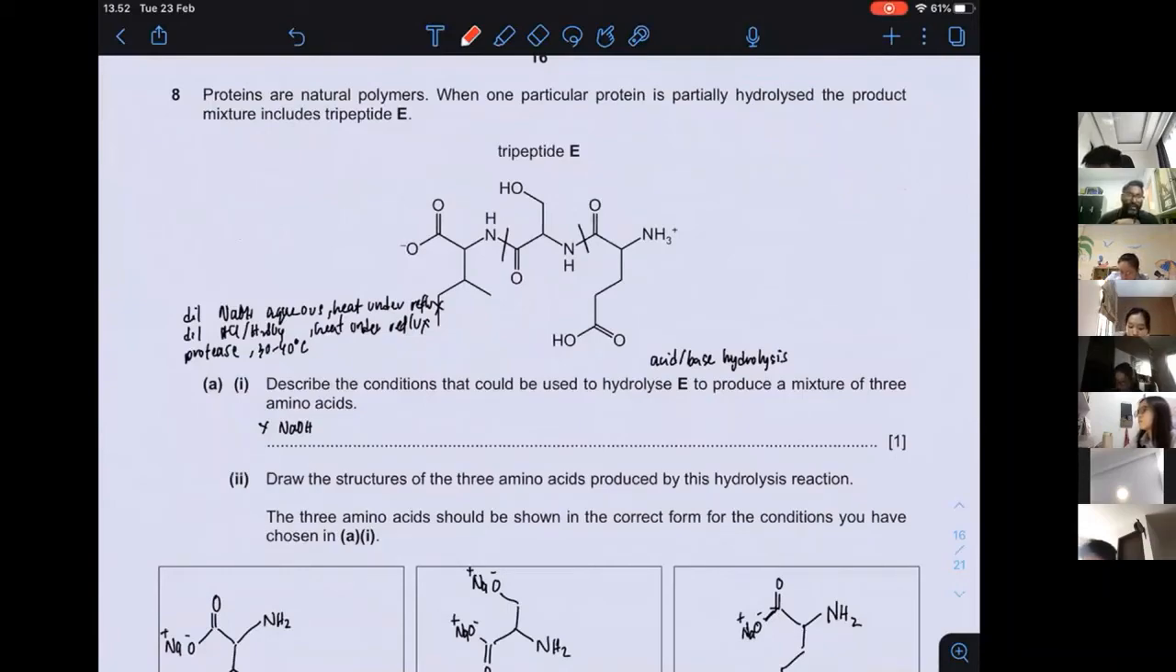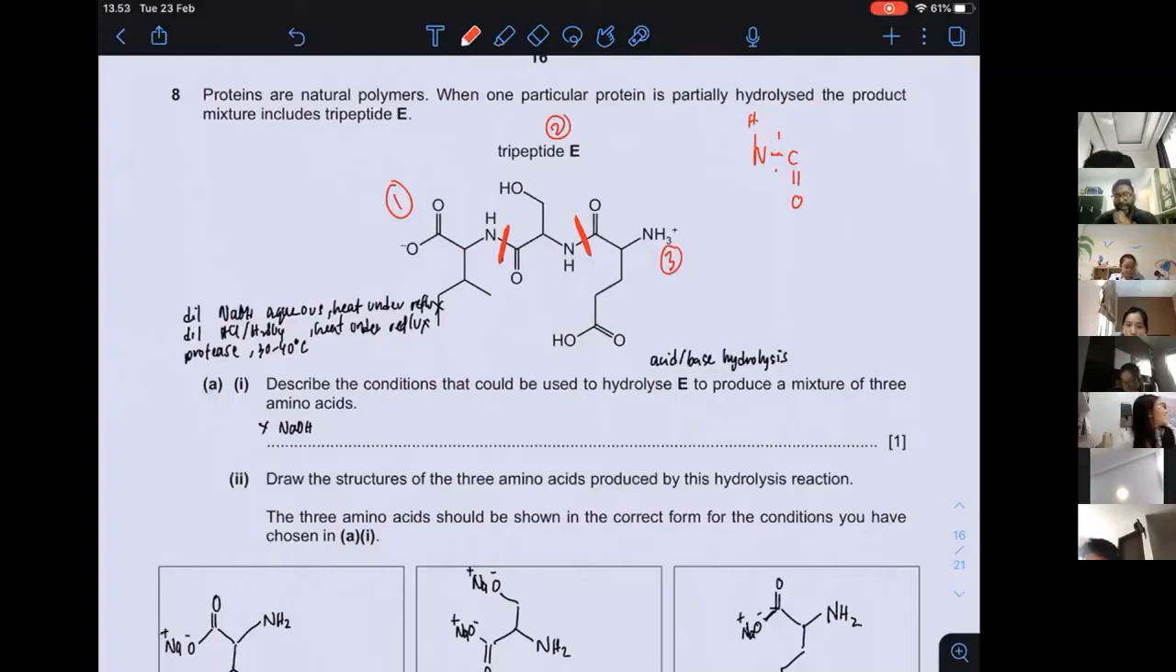So if you want 3 amino acids, we need to break the peptide bond. The peptide bond is going to be between this NH and then the carbon double bond O. So we want to break that. I want to break here, and I want to break over here. If that happens, you are going to get molecule number 1, molecule number 2, molecule number 3. So a mixture of 3. So we want to describe the condition.